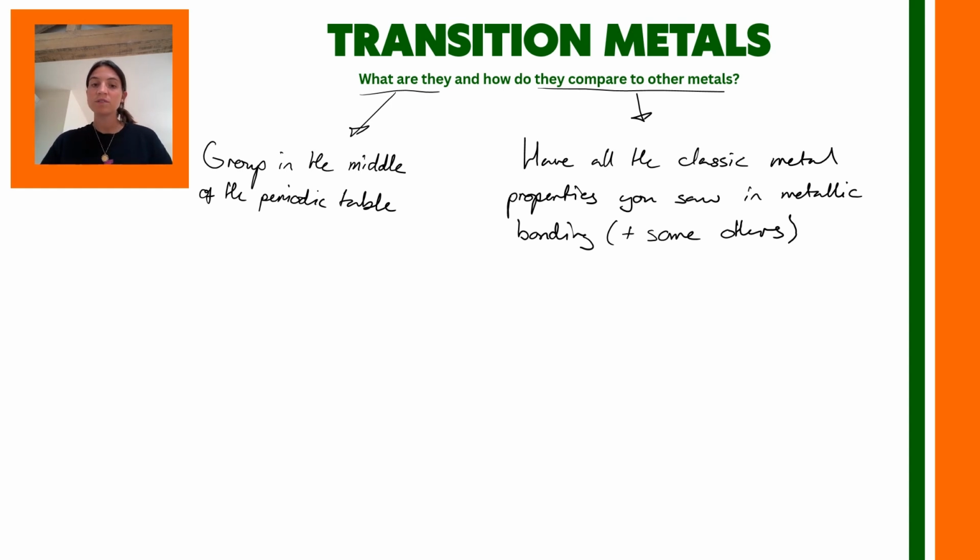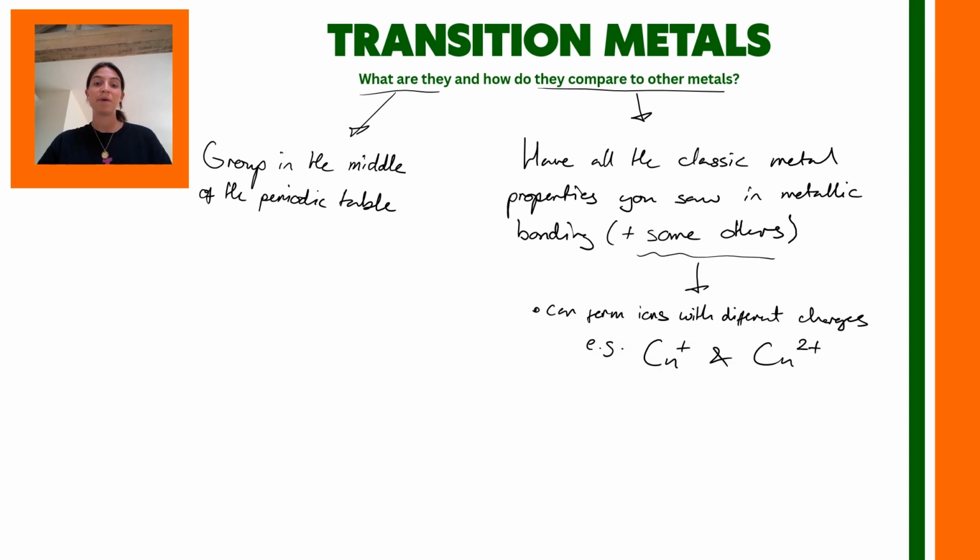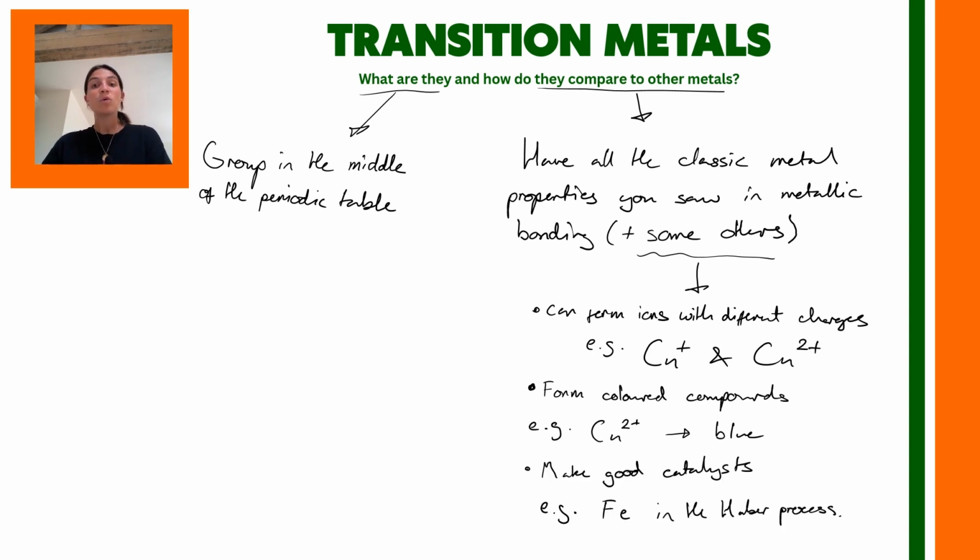But some of the properties unique to transition metals are that they can form ions with different charges. So copper can have a +1 charge or a +2 charge as an ion. They can also form coloured compounds. So copper with a +2 charge forms a blue compound. And a lot of them make good catalysts. Iron, for example, in the Haber process that we'll do a little bit later.